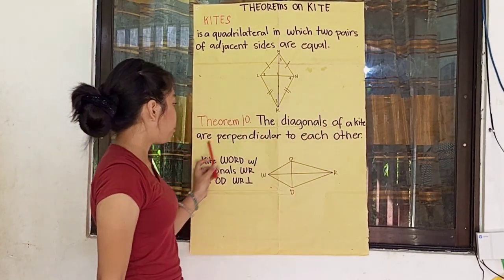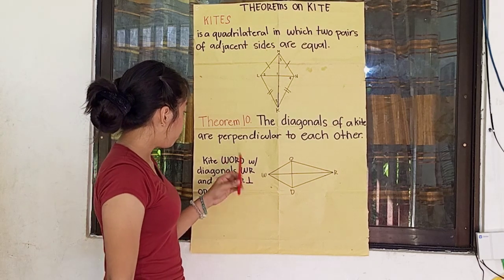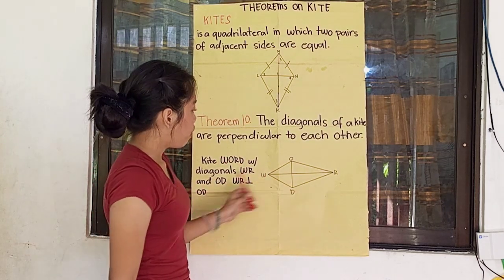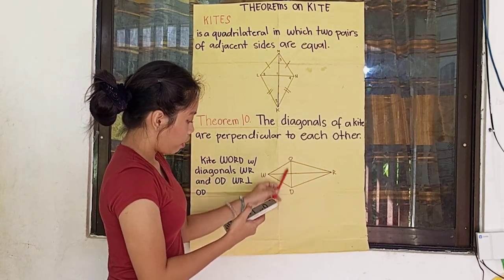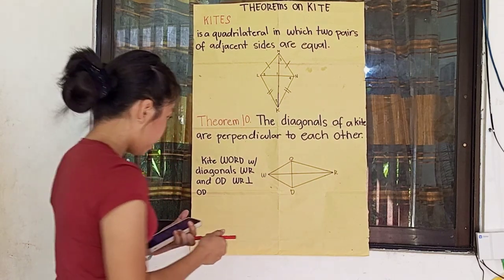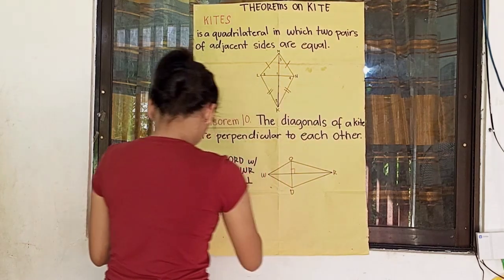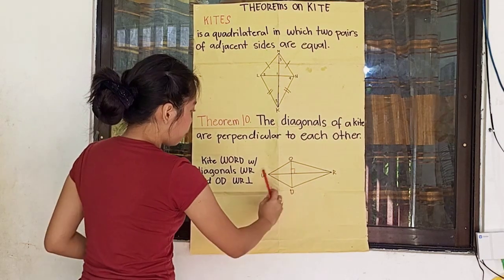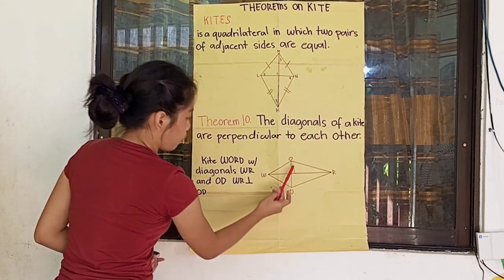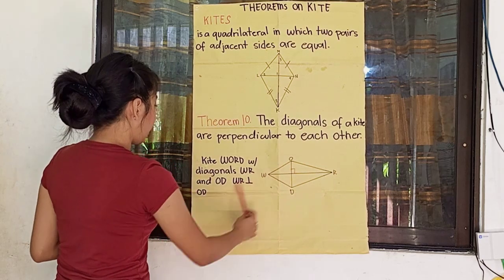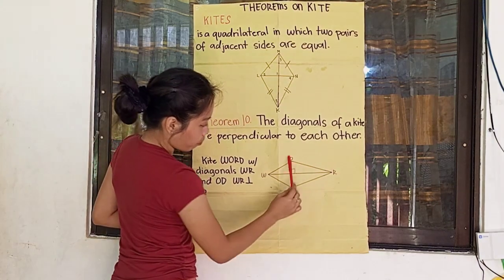The diagonals of a kite are perpendicular to each other. Our kite here has two diagonals, which are segment WR and segment OD. When we say perpendicular, it means two lines intersect and form a 90 degree angle or right angle. So they intersect here and form a 90 degree angle, and that's when we say that segment WR is perpendicular to segment OD. That's it.